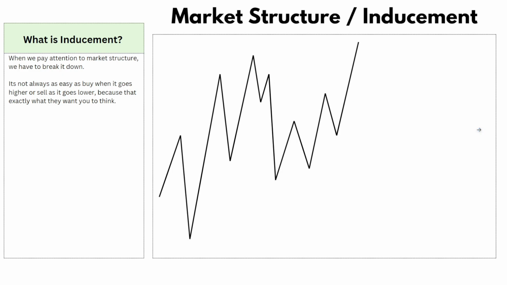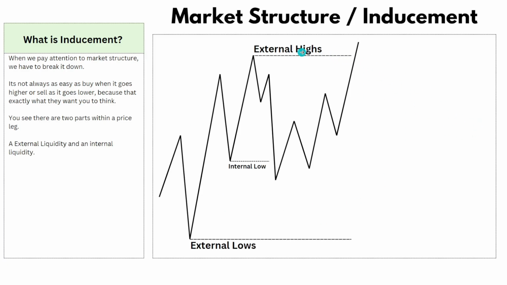But we have to pay attention to these two things. There are two parts within a price leg. First, we have the external liquidity, and then we have the internal liquidity. The external liquidity can be found at the extremes. So we have this extreme high right here, and then we have this extreme low. Basically the highest point within this price leg and the lowest point within that price leg.